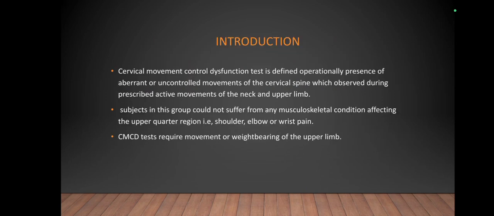Introduction. Cervical movement control dysfunction test is defined operationally as the presence of aberrant or uncontrolled movements of the cervical spine, which are observed during the prescribed active movements of the neck and upper limb. Subjects in this group could not suffer from any musculoskeletal condition affecting the upper quarter region, that is, shoulder, elbow, or wrist pain. Cervical movement control dysfunction test requires movement or weight bearing of the upper limb.